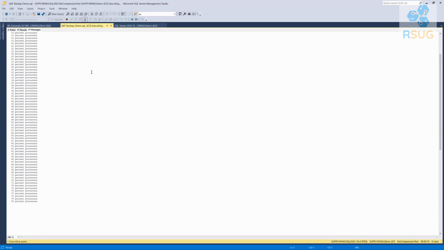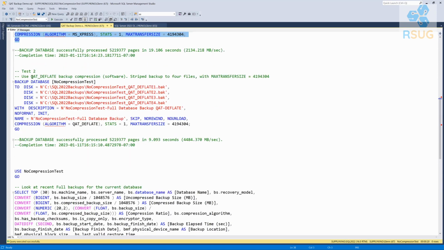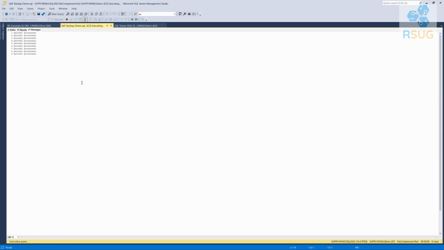And this is a striped backup, by the way, to 4 backup files that are all on the same drive. So that took 20 seconds, about 2007 megabytes per second with regular old backup compression. Now I'm going to run a backup of the same database with QAT backup compression, just using software mode. And when I do that, it should be significantly faster.